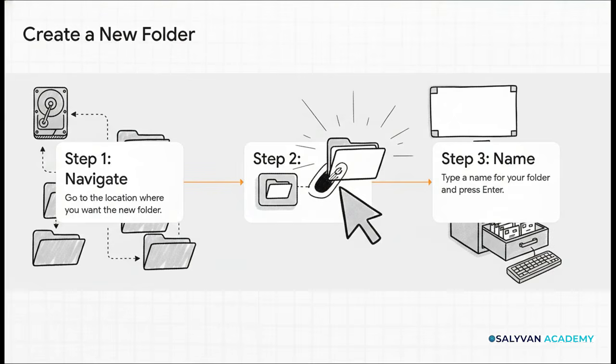So the first, most fundamental step to organizing anything is creating a new folder. It couldn't be easier. You just go to where you want it, click that new folder button in the Home tab, give it a name that actually makes sense, and hit Enter. Boom. Just like that, you've got a brand new, empty file cabinet ready for your stuff.